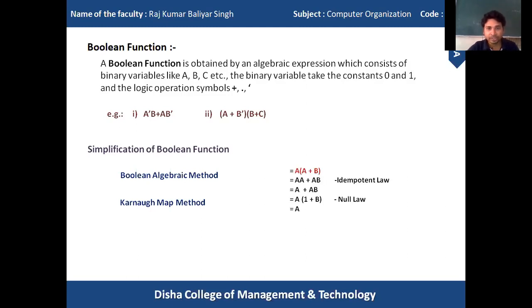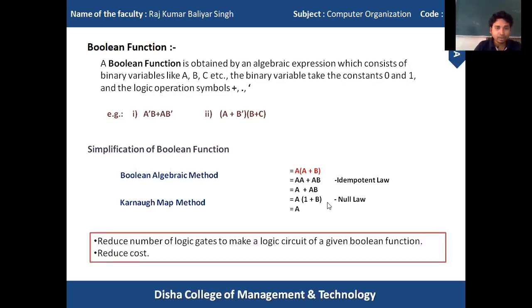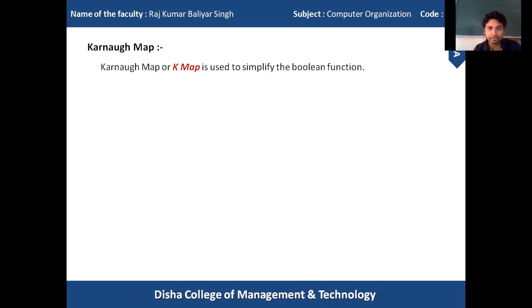The Boolean algebraic method simplifies logic functions by just using some Boolean laws. Our main target of simplifying the Boolean function is to reduce the number of logic gates while making the logic circuit. When we reduce the number of logic gates, ultimately we can reduce the cost. This is the main target for simplifying the Boolean function. So here the Kmap, also known as the Karnaugh map, is used to simplify the Boolean function.